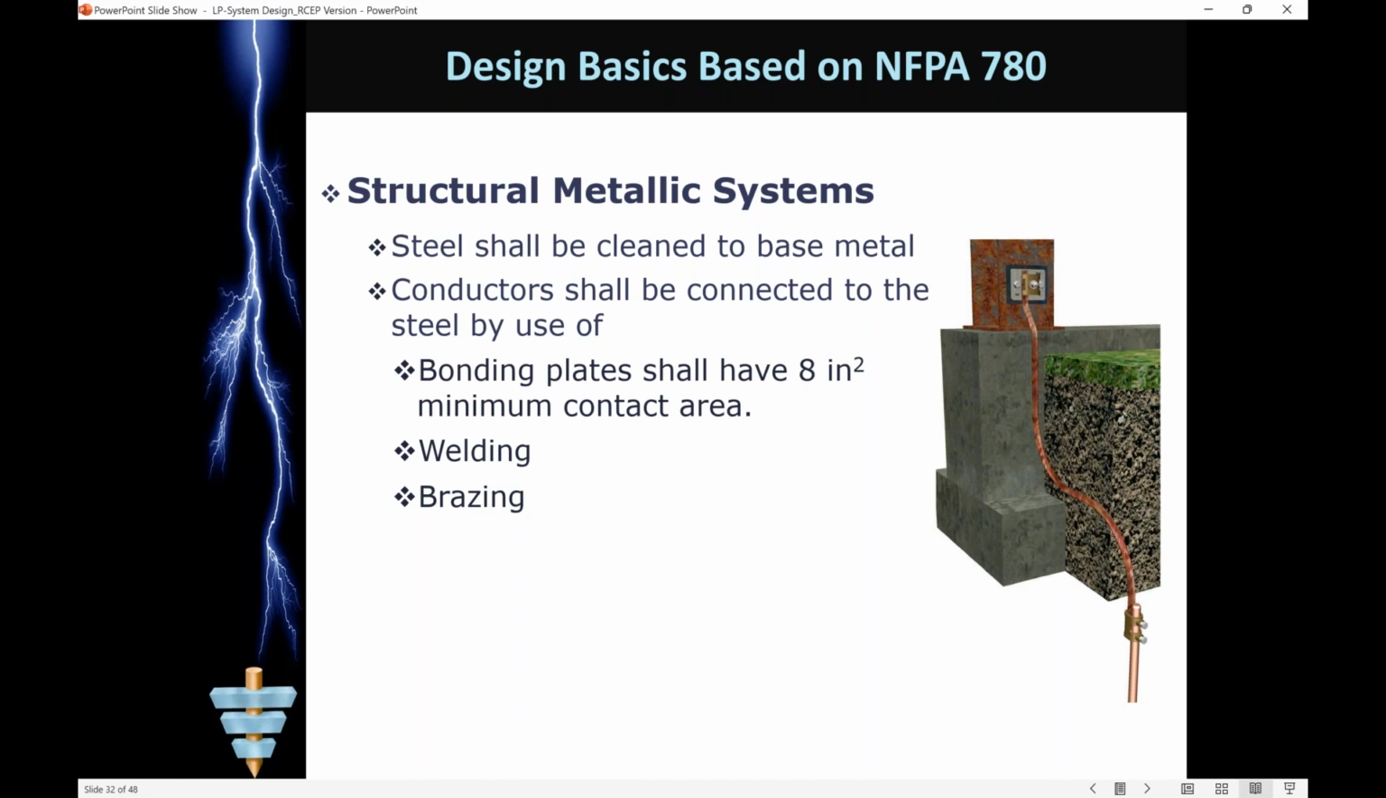Structural metallic systems. As I mentioned earlier, the structural steel can actually be utilized as a down conductor. So for bonding the perimeter, the top of the structure to the structural steel, then at the bottom we're going to bond to it to go to our grounding electrode. We have to make sure that connection point is clean down to the base metal. The bonding plate has to be 8 inches square, and again, we can either weld or braze that connection.